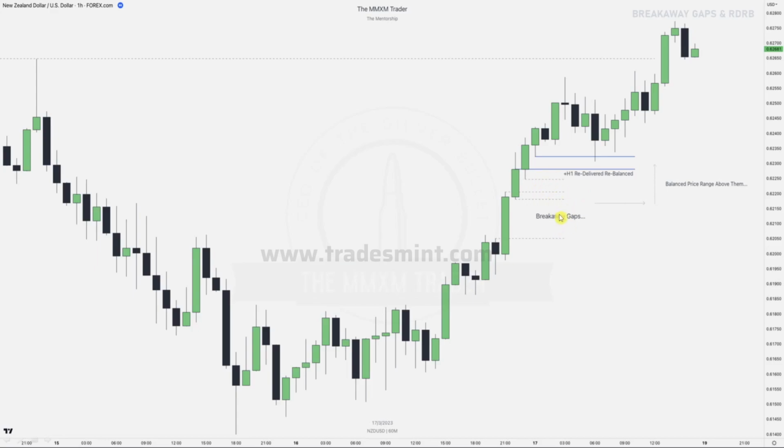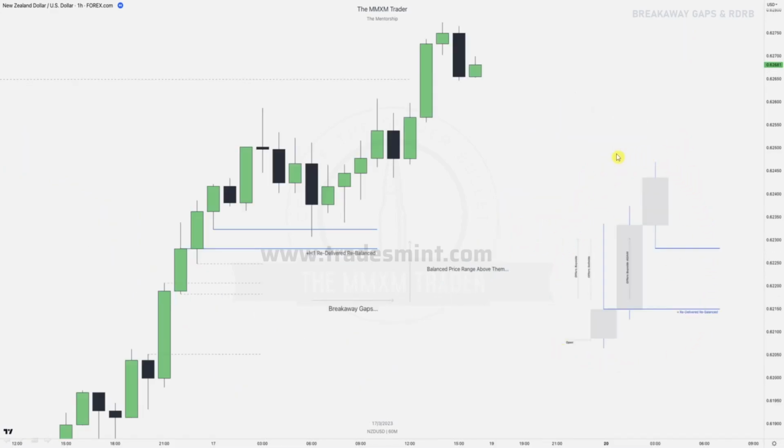Why is it a breakaway gap? Again, it's a balanced price range right over here, so price has no business going down here anymore. Let's use this little depiction over here so we can see it more clearly. Again, I keep repeating this, but this is very important. We need to see an up move, then a down move, and the next candle needs to go up again. Up, down, and up. So we see that happening over here as outlined earlier, making it a balanced price range.